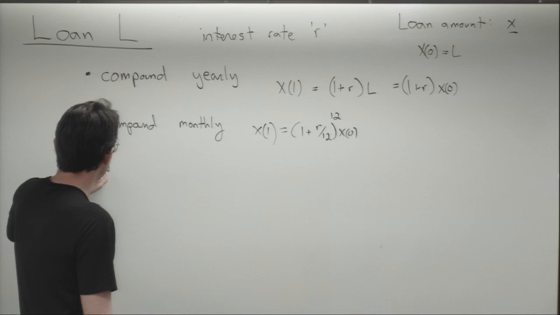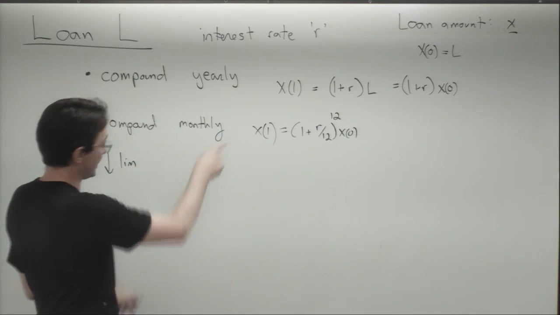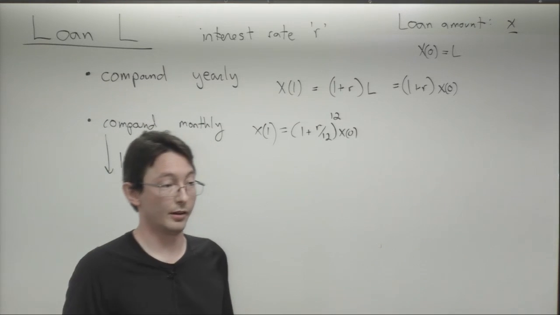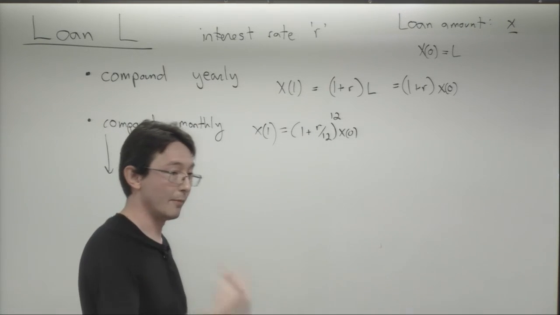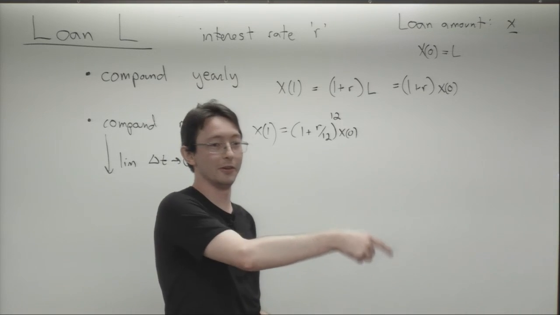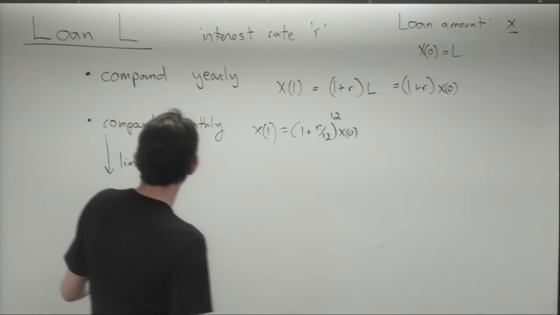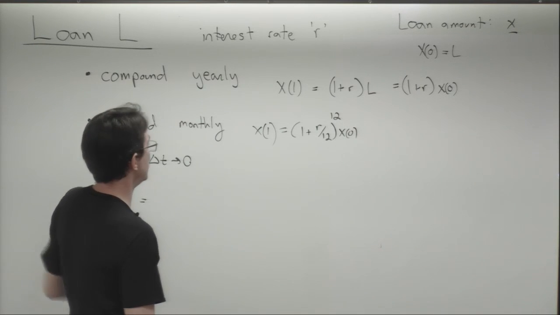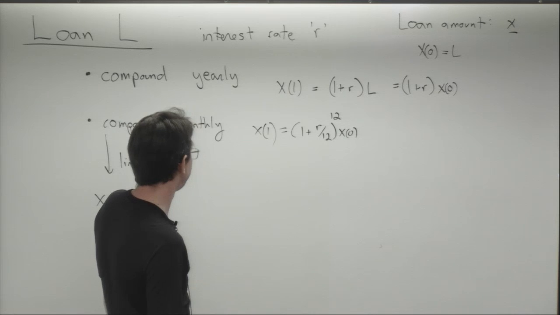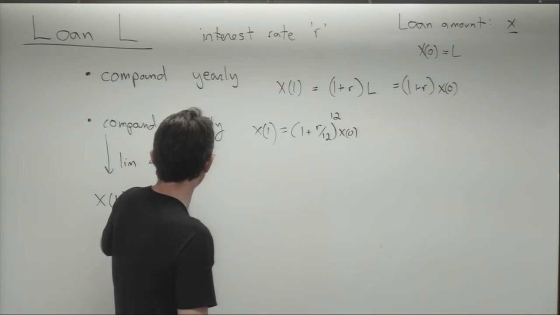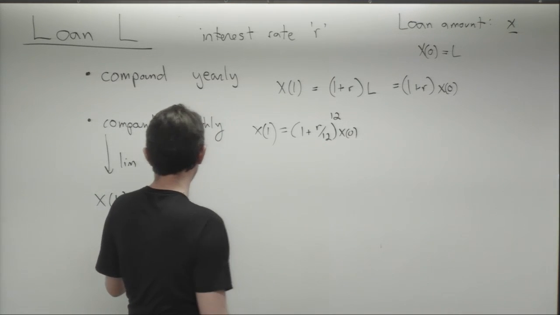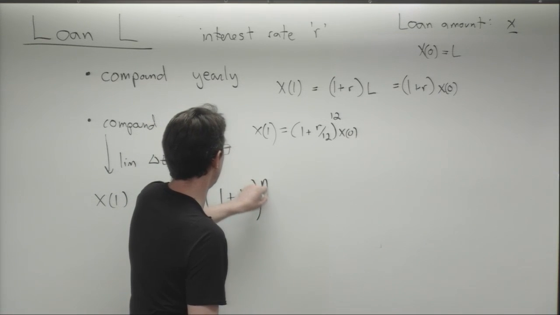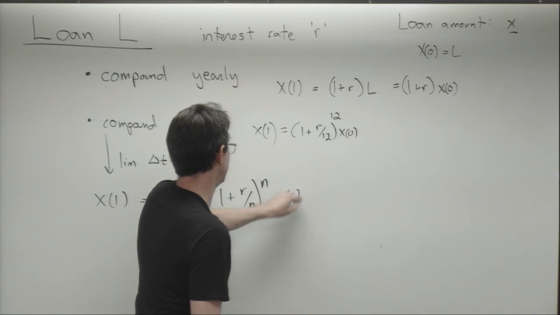Okay, and you can essentially take the limit as your little delta t goes to 0, and you can compound continuously. So my bank is compounding my interest right now, and now, and now, and I'm paying interest on the interest that I accrued in the last second, in this second. Okay, and we find that x at time 1 is equal to the limit as the number of divisions goes to infinity of 1 plus r over n to the n times x 0.